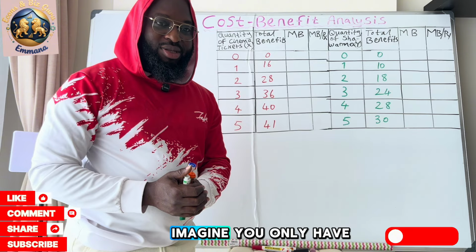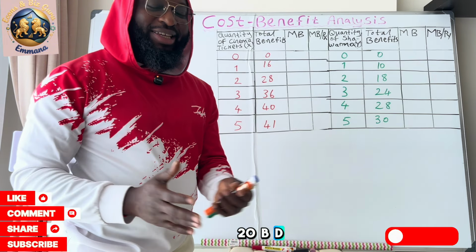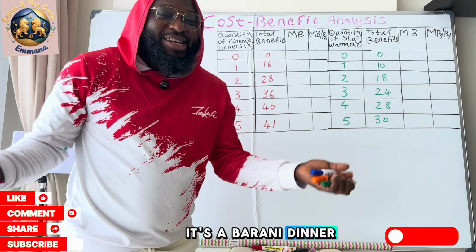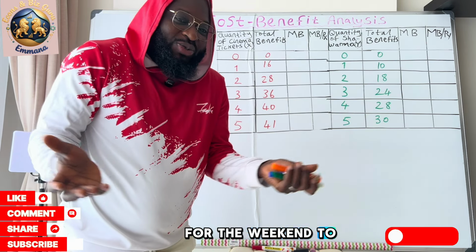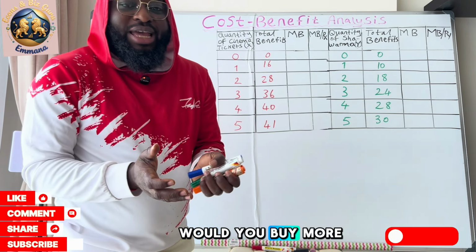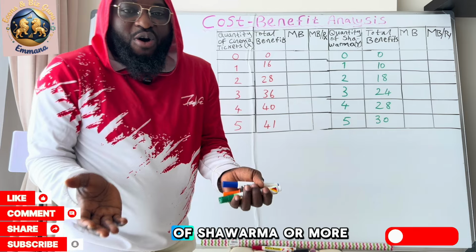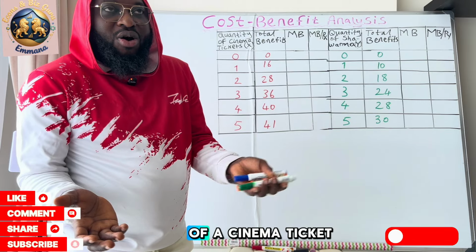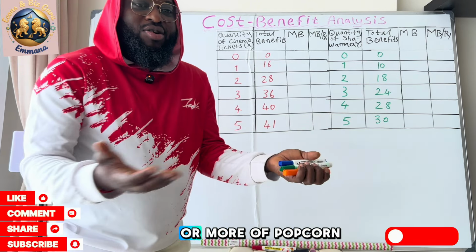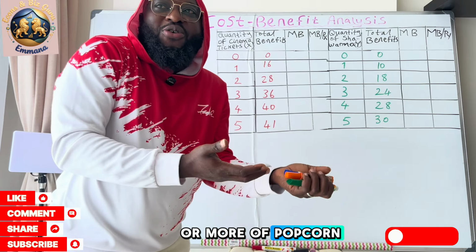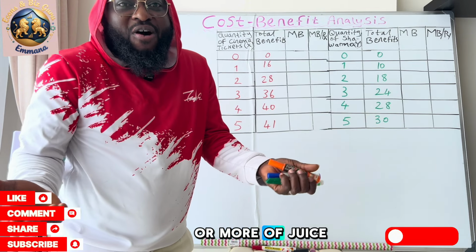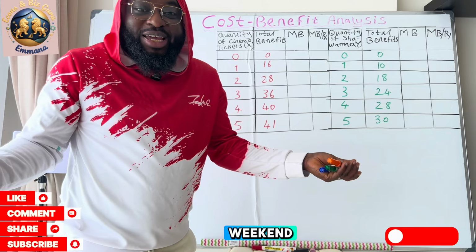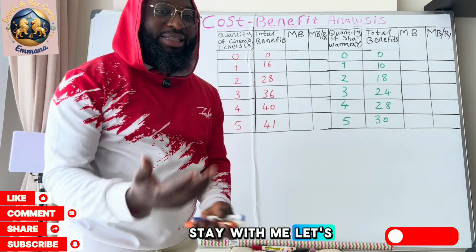Imagine you only have 20 BD. For those who don't know what a BD is, it's the Bahraini dinar. For the weekend to spend, would you buy more of shawarma or more of a cinema ticket or more of popcorn or more of juice, whatever you spend your money on in the weekend? Stay with me, let's see.